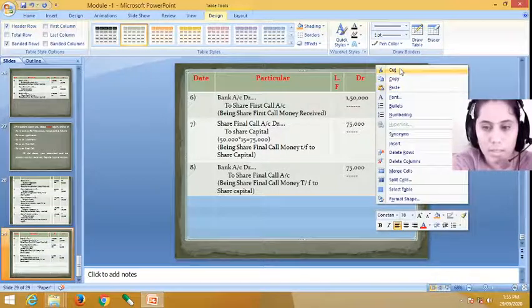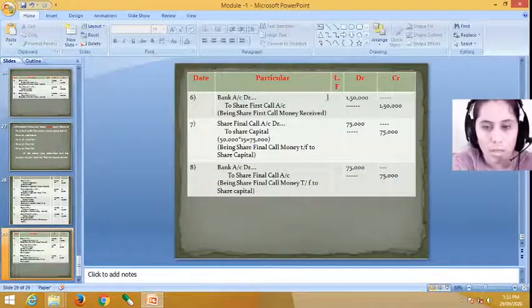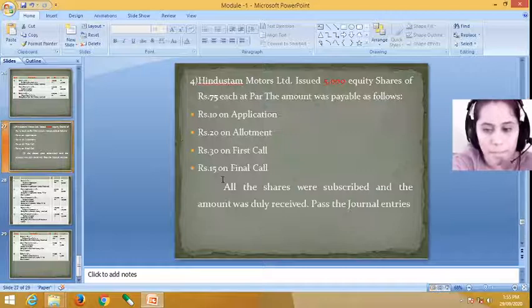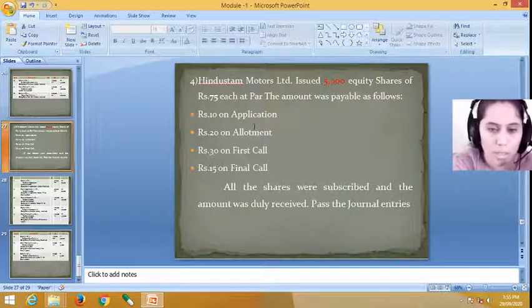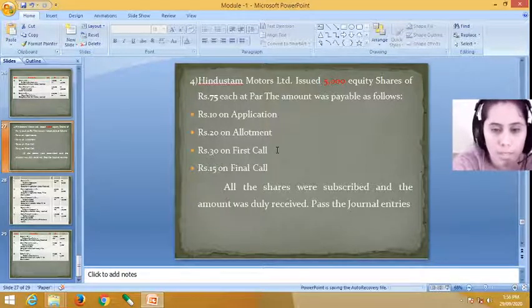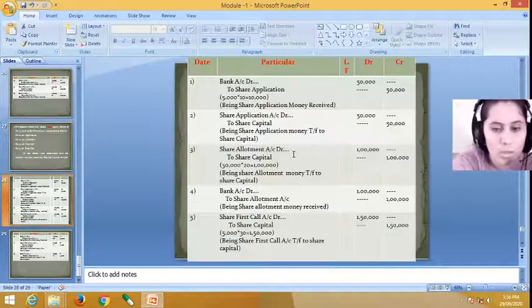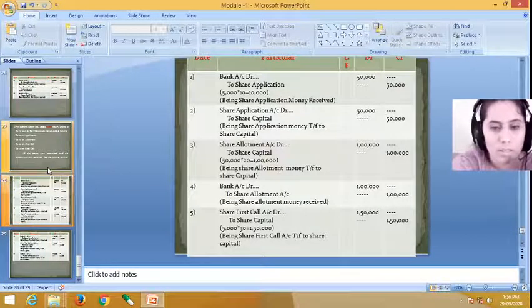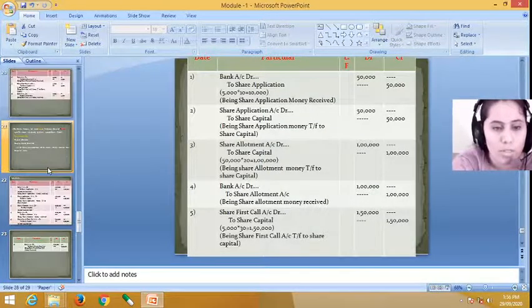So total 8 entries relating to the application, allotment, first call and final call. Clear? So for the application, allotment, first call and final call money given, there are 4 transactions. For each transaction it splits into 2, the receiving entry and the transferring entry. So 4 into 2 is total 8 entries.